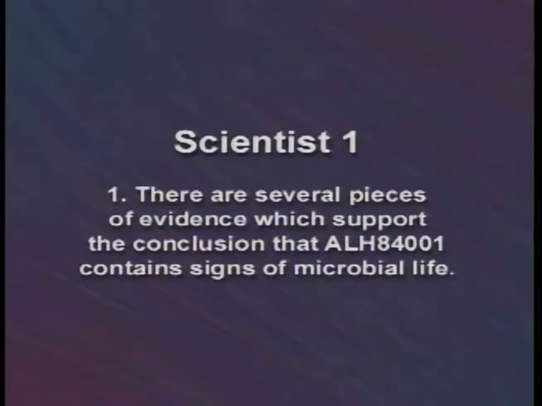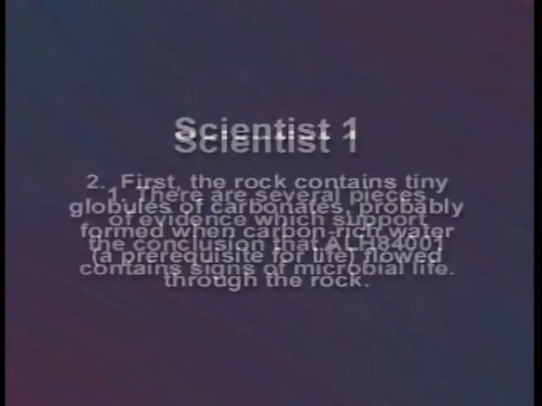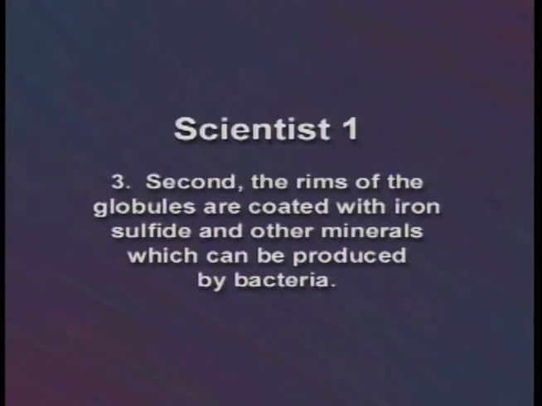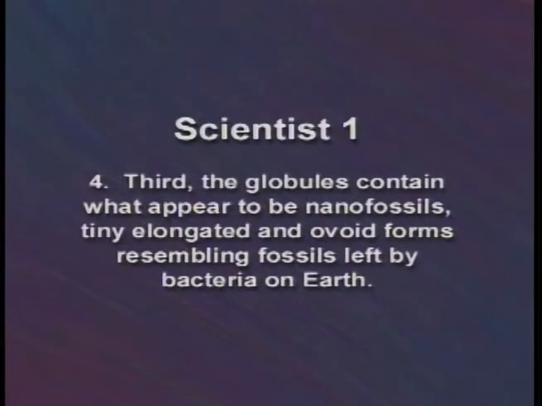Scientist 1. There are several pieces of evidence which support the conclusion that ALH 84001 contains signs of microbial life. First, the rock contains tiny globules of carbonates, probably formed when carbon-rich water, a prerequisite for life, flowed through the rock. Second, the rims of the globules are coated with iron sulfide and other minerals which can be produced by bacteria. Third, the globules contain what appear to be nanofossils, tiny elongated and ovoid forms resembling fossils left by bacteria on Earth.